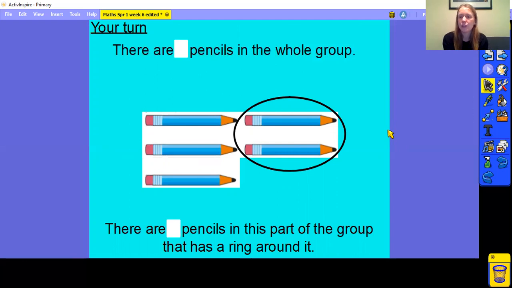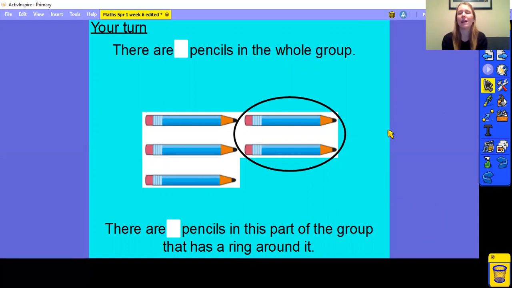What I'd like you to do first is to pause the video and just count the pencils that are in the whole group. That means you need to count all of the pencils that you can see. Pause the video while you do that and then come back and we'll do it together.